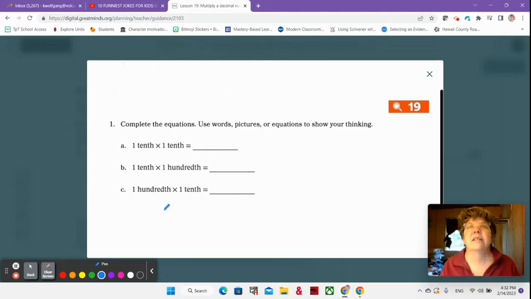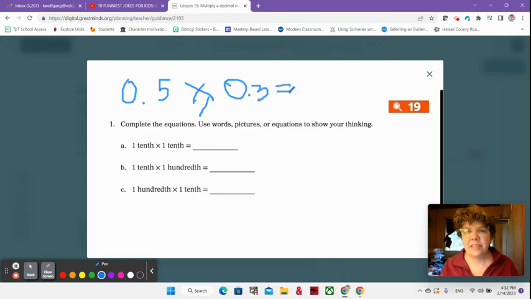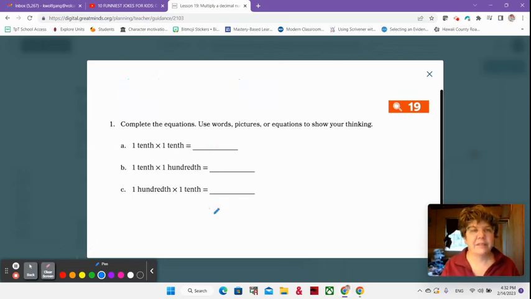Okay, awesome. And then I have another question, which is 5/10 times 3/10. What is the answer and how do you know? That's question 2 in Edpuzzle. All right, thanks a lot for your hard work. For your second question, you don't need to tell me how you know, but the first question, make sure you tell me how you know.